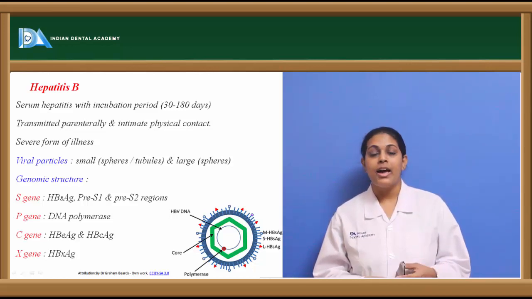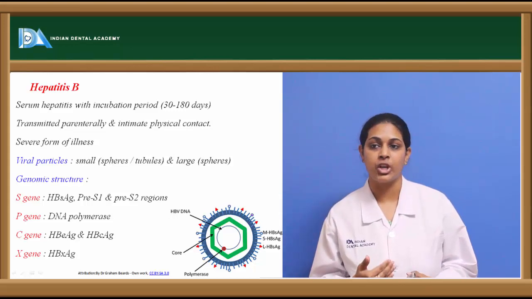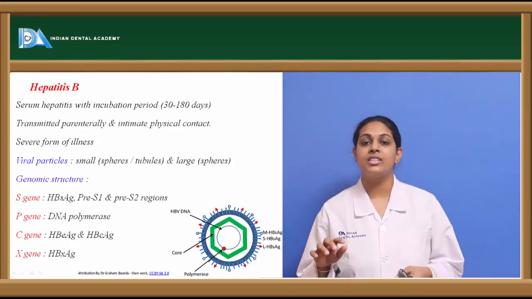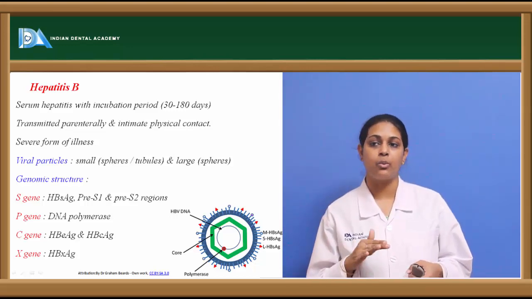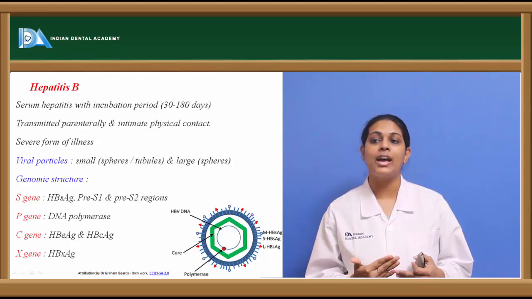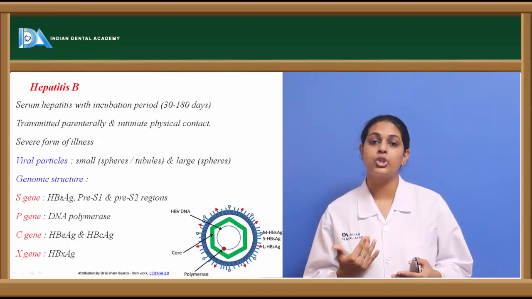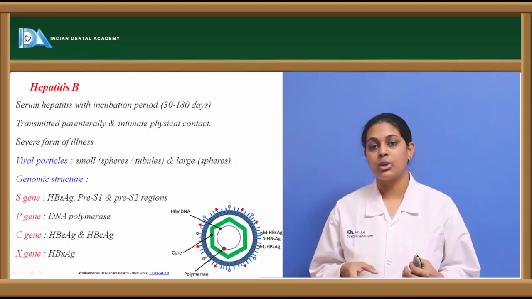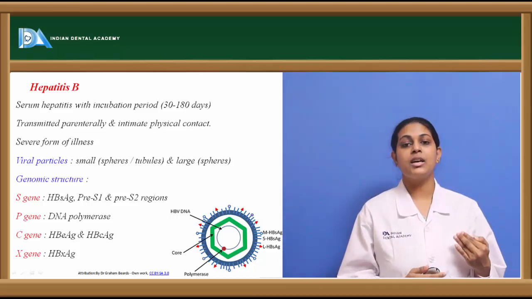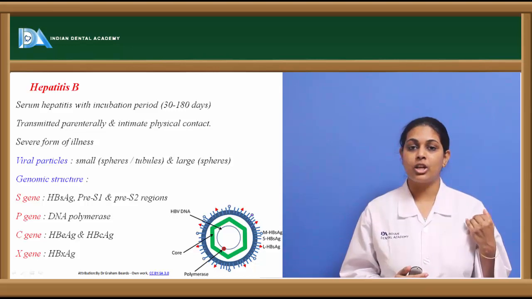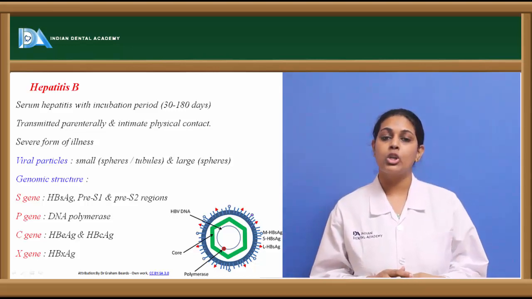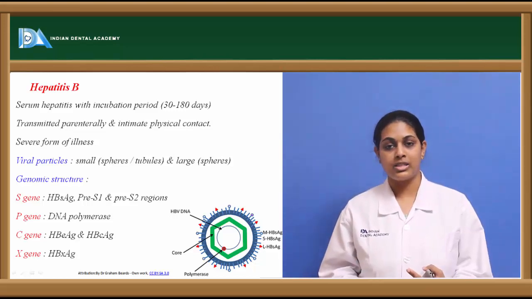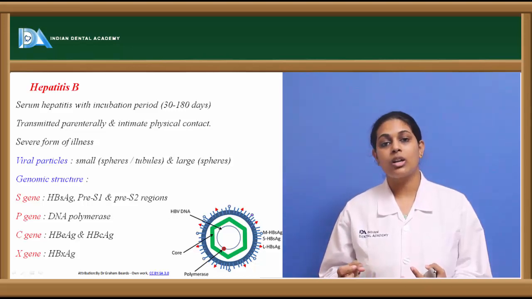The first type of gene is the S gene. This S gene encodes the hepatitis B surface antigen, which is present on the surface of the hepatitis B virus, and also encodes the pre-S1 and pre-S2 regions. These are the regions which help in production of the S gene or S plus gene region present within the genome. So this is about the S gene. Coming to the P gene, as the term suggests, it encodes the DNA polymerase, which helps in production of DNA strands. So this is about the P gene.